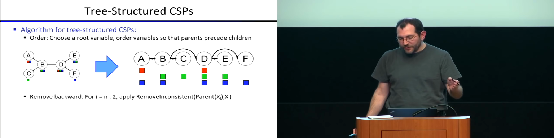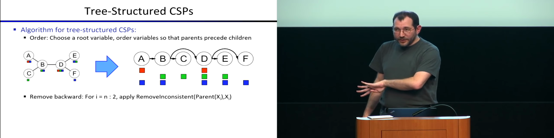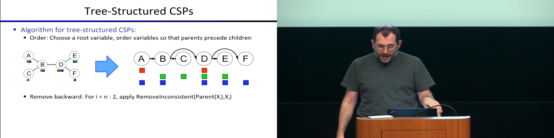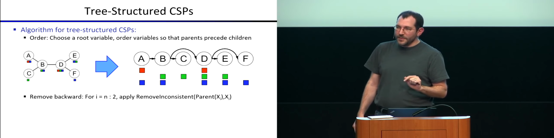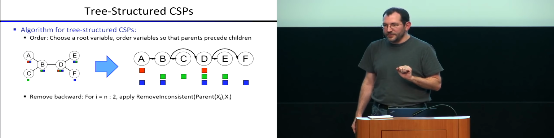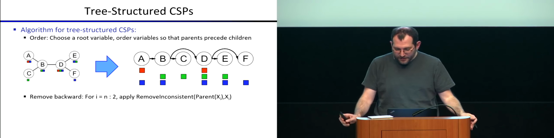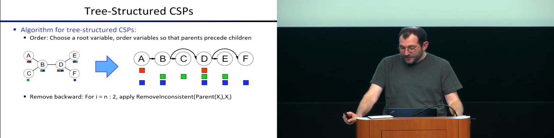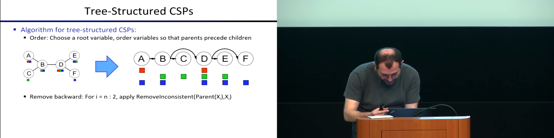Here's the algorithm. Once you've ordered it, we do a backwards pass. So we start at F, and we go leftward. For each node in this pass, we are going to make the arc pointing to that node consistent. Okay, so let's do F. That means the arc that points to F is D to F. So we're looking at this arc right here, and we want to make it consistent.